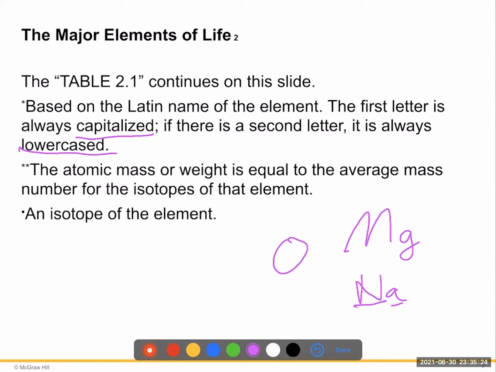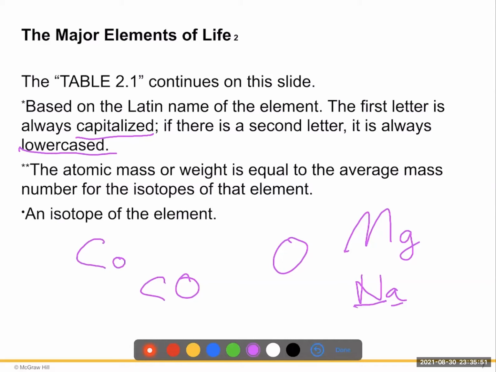Okay. That lets you tell the difference between certain elements and different compounds. Like Co is cobalt. CO, with a capital O, is carbon monoxide. So whenever you have an element, the first letter is always capitalized and the second is always lowercase. That allows you to distinguish between the names of different compounds.